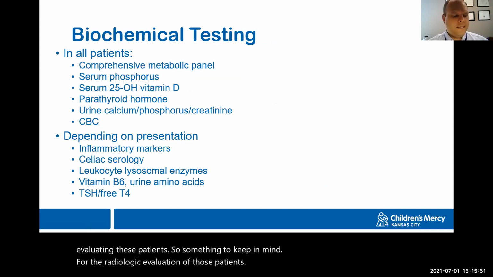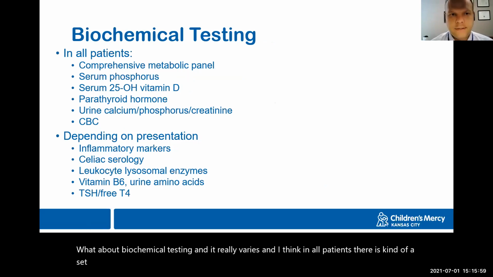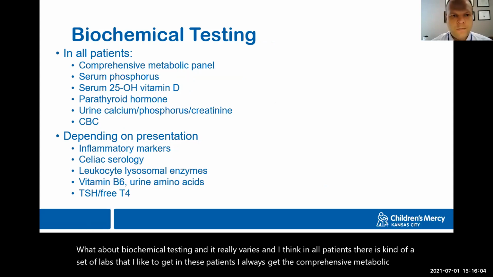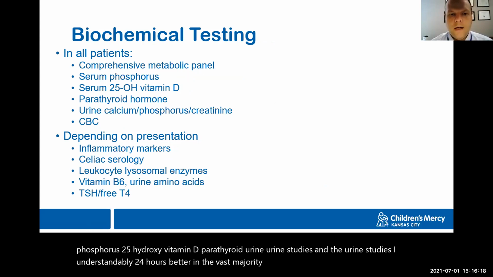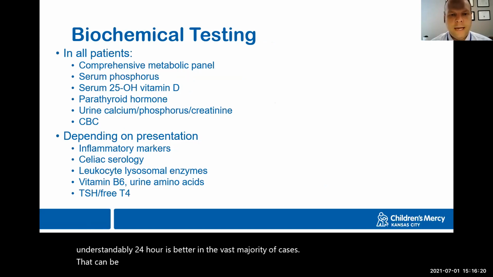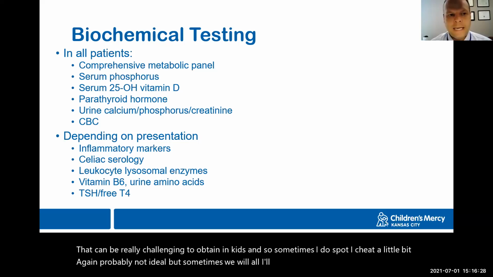What about biochemical testing? And it really varies. And I think in all patients, there's kind of a set of labs that I like to get in these patients. I always get the comprehensive metabolic panel, phosphorus, 25-hydroxyvitamin D, parathyroid hormone, and urine studies. Understandably, 24-hour is better in the vast majority of cases. That can be really challenging to obtain in kids. And so sometimes I do a spot, I cheat a little bit. Again, probably not ideal, but sometimes I'll do that for the sake of expediency.